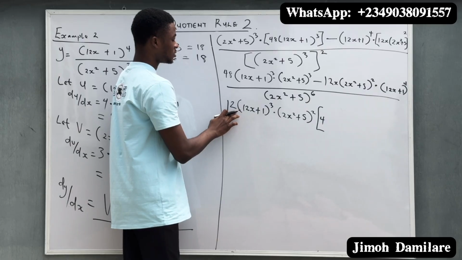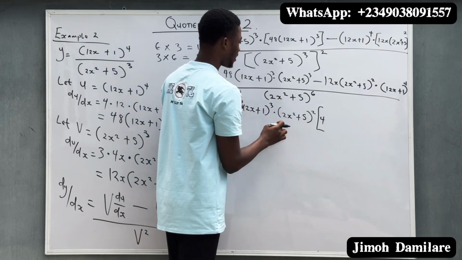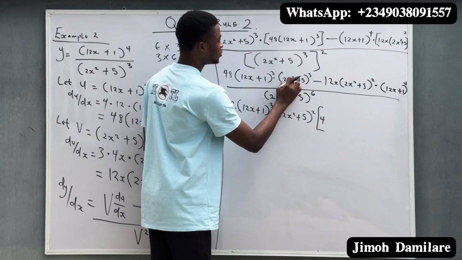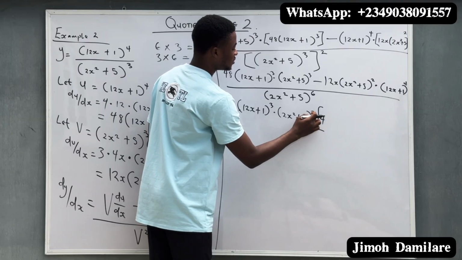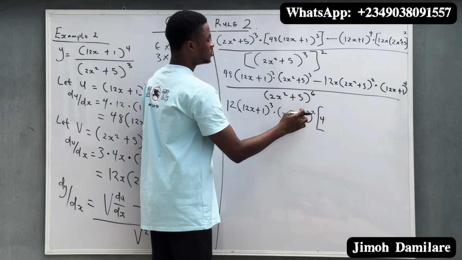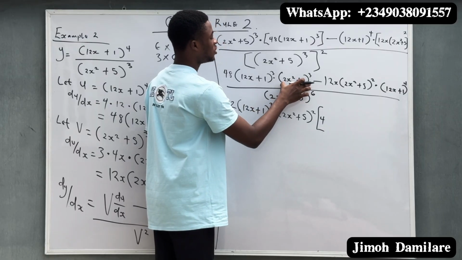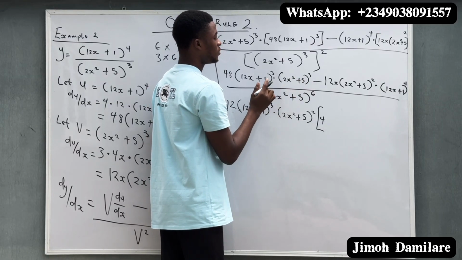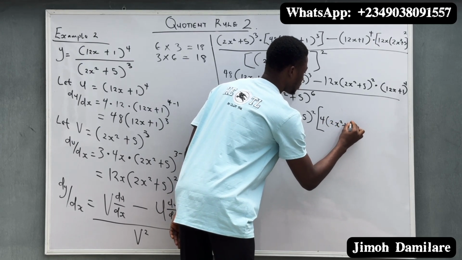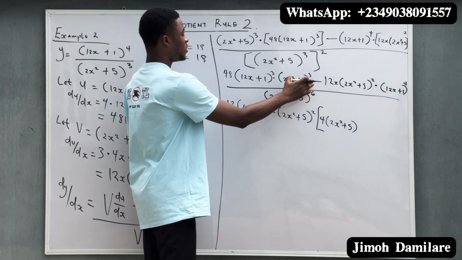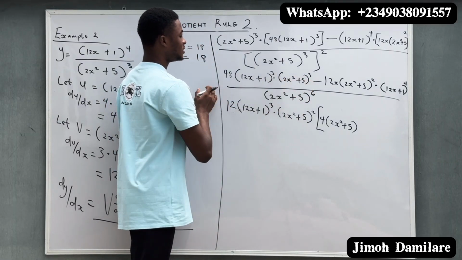So the next, which is 2x squared plus 5. So 2x squared plus 5 raised to power 2 and this 2x squared plus 5 raised to power 3. So we can see this is raised to power 2 and this is raised to power 3. So this is just going to cancel 2 out of this. So we'll just be left with what? 2x squared plus 5. So this is what we get when we divide everything here by this first term.